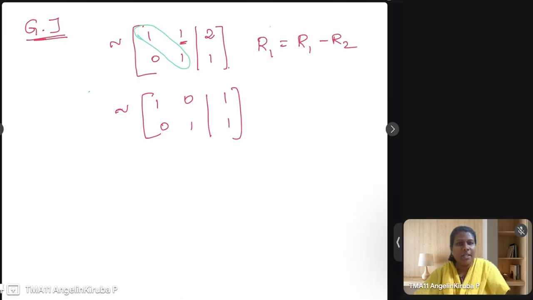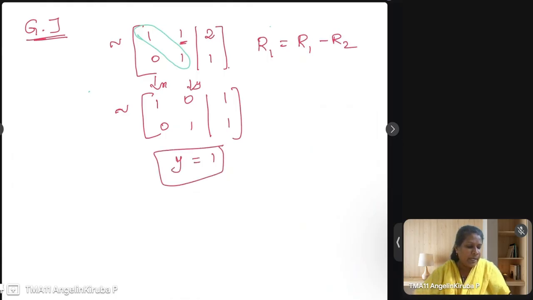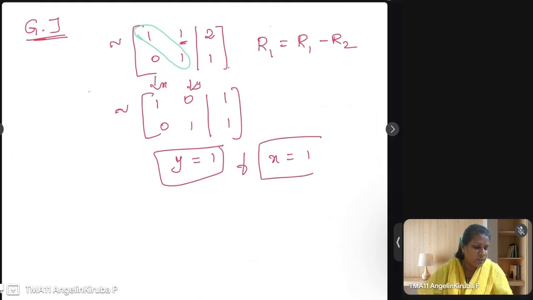So from this we can find the value of x and y, right? So this is our x variable and this is our y variable, we know. So from here, y is equal to 1 and x is also equal to 1. So for one example, we can solve by both methods, that is by using the Gauss elimination as well as the Gauss-Jordan method. Okay. So this is an example for a 2 cross 2 matrix, that is 2 equations with 2 unknowns.